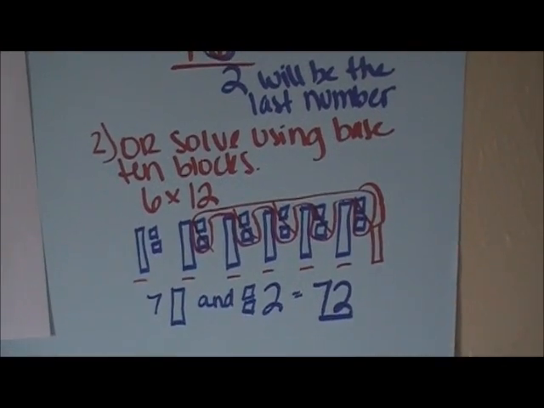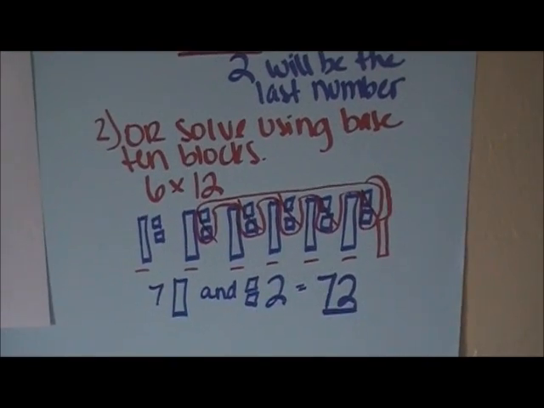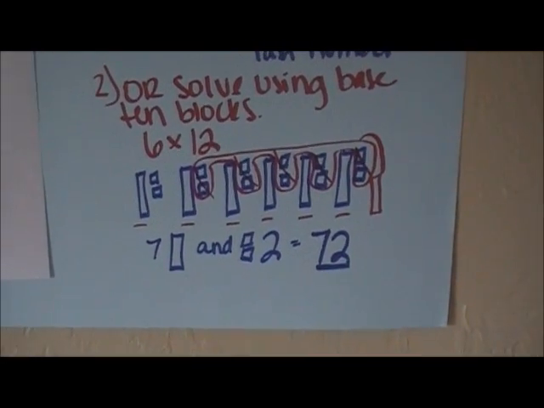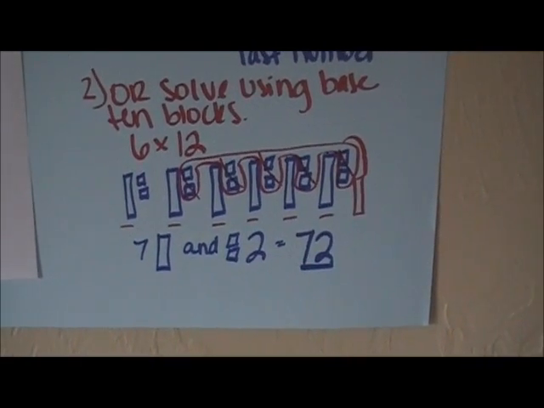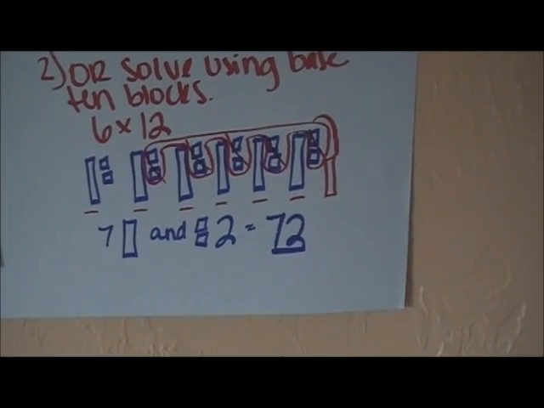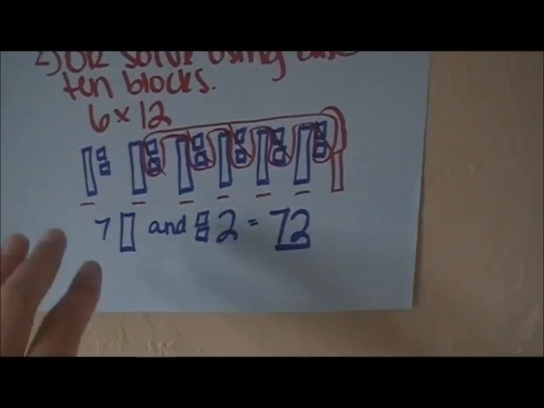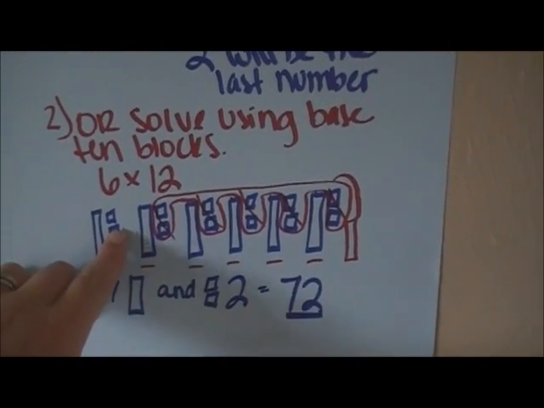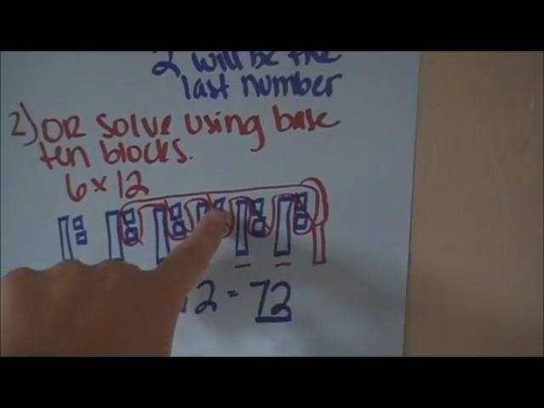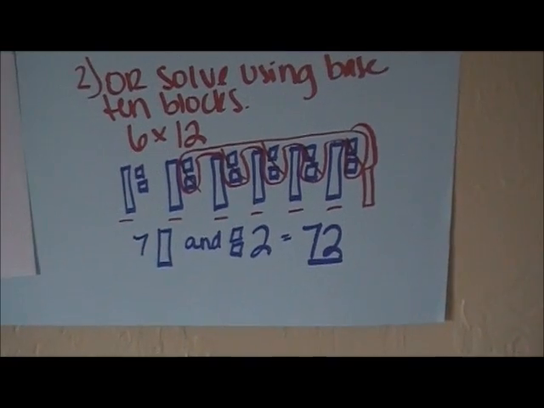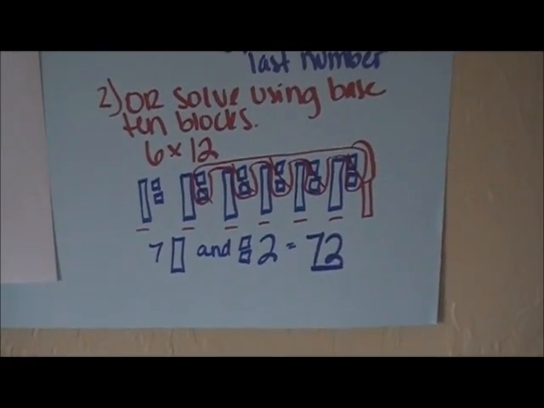Or you could solve the problem using a chip abacus or base 10 blocks, which we've gone over before. For example, for 6 times 12, you could do 12 6 times using the base 10 blocks. We have 6 10 blocks, and then we have 6 of the 2 blocks in each set. And then we could count our blocks up that way to figure out our answer.